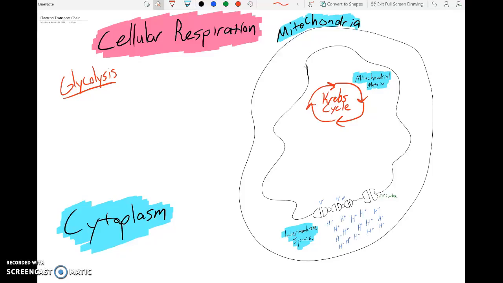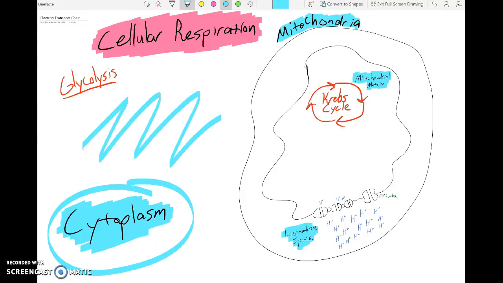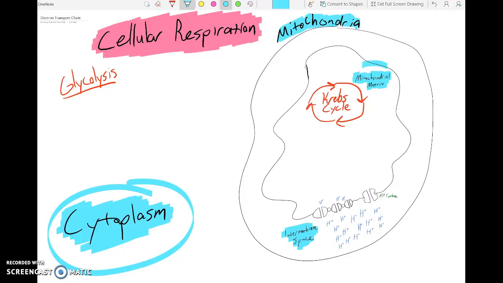We've got the cytoplasm out here. Okay, let me see, cytoplasm there. Got the mitochondrial matrix, the mitochondria, Krebs cycle, and then the whole electron transport chain here. Inner membrane of the mitochondria, outer membrane, and then the intermembrane space.